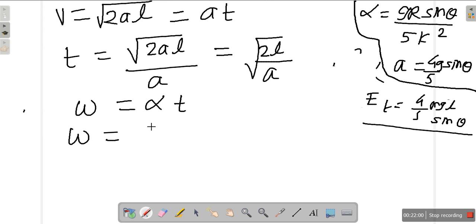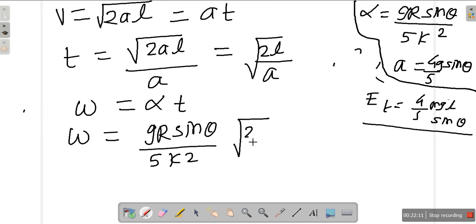So omega will be alpha, which is gr sine theta upon 5k square, into t. T is what? T is root 2l upon a. What is a? A is 4 by 5 g sine theta. That will substitute afterwards. So this is omega. At the end of time interval t, the value of omega is this: gr sine theta upon 5k square into under root of 2l upon a. I hope you have got this clearly. Please see here.